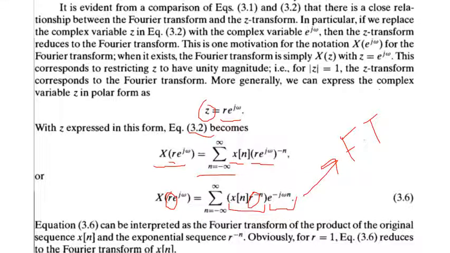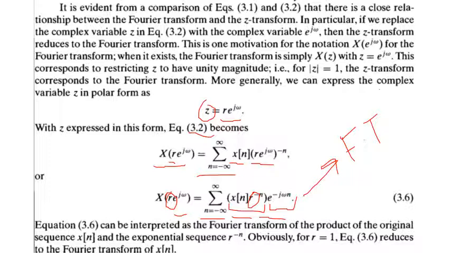If R is equal to 1, then obviously this equation reduces to the Fourier transform, because the Fourier transform equation is X of e raised to the power j omega, the summation of x of n e raised to the power minus j omega n. So we can say that the Fourier transform and Z transform are equal when the magnitude of Z is 1, or the value of R is 1. The takeaway point is that if Z has a unity magnitude, the Z transform will be equal to the Fourier transform.